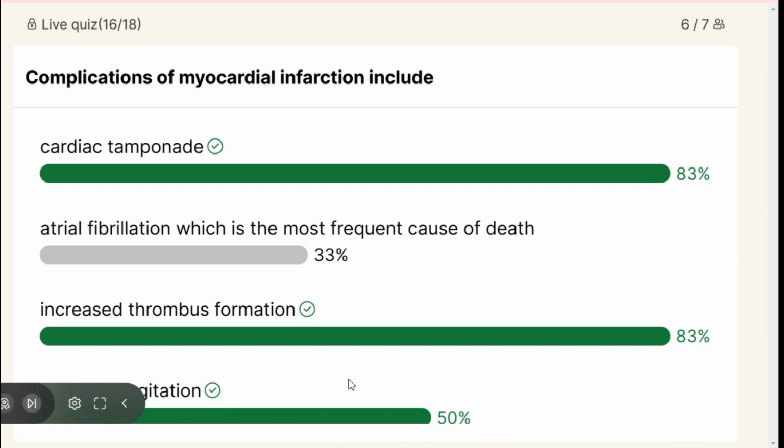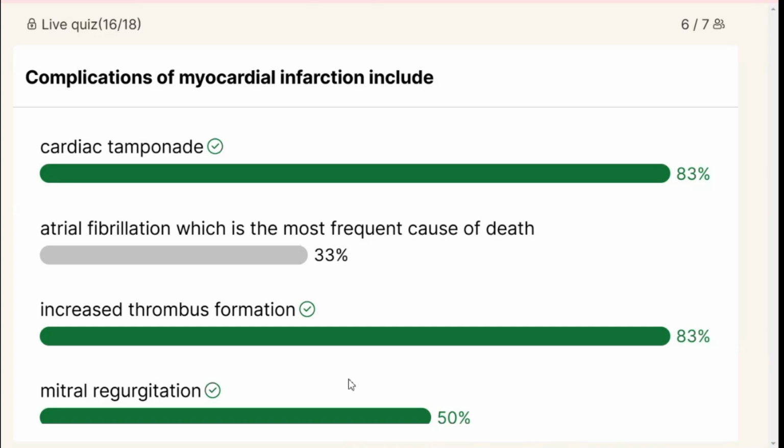Also, you can have increased thrombus formation. Because myocardial infarction involves inflammation and tissue damage, you expect the release of tissue factors and cytokines, and these all activate the coagulation cascade, as well as there could be some endothelial dysfunction and in general stasis of the blood. And all these factors contribute to the formation of thrombus. So you have to give anticoagulation therapy.